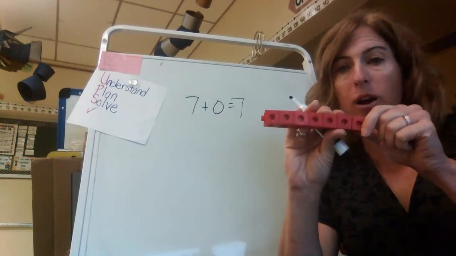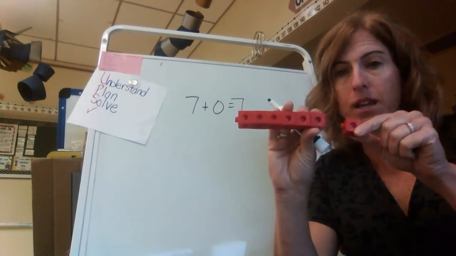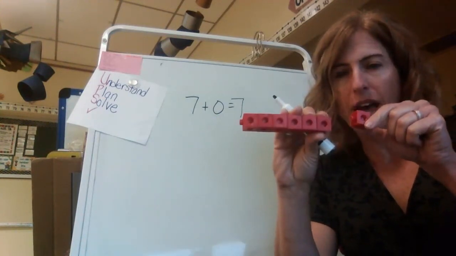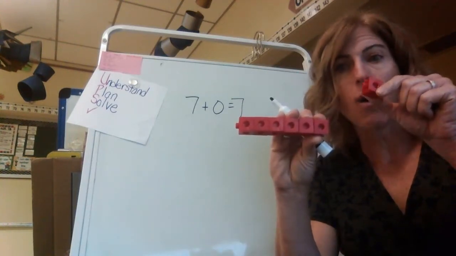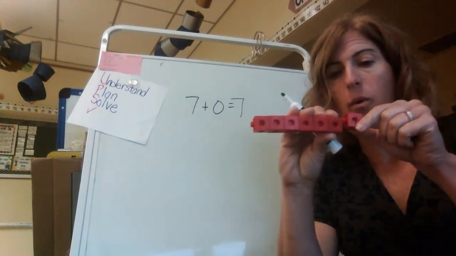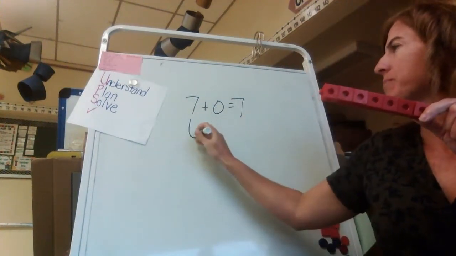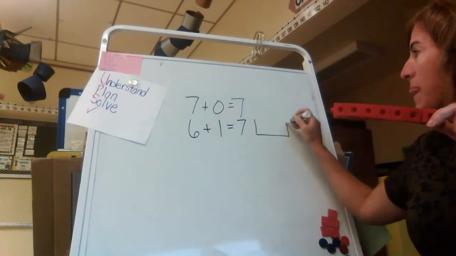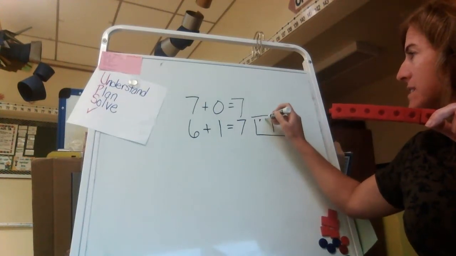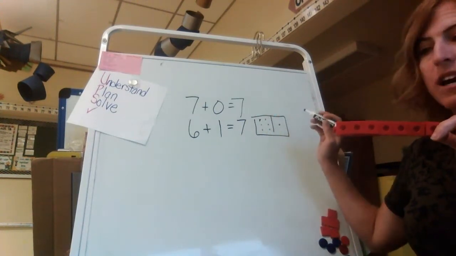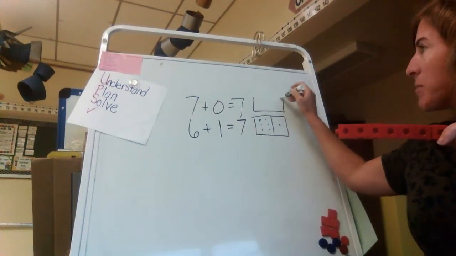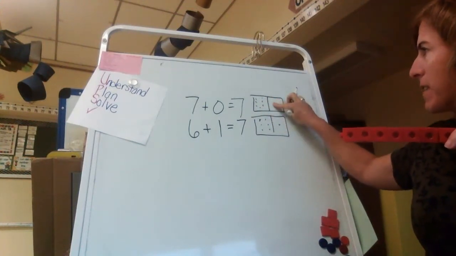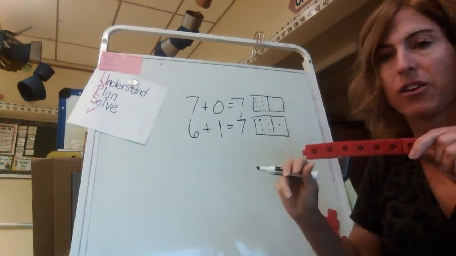Then I said, well, let's break off one part of this. I still have 7. I can push them together. But now I have 2 different numbers. I have 6 and 1. 6 plus 1 equals 7. So that domino will have 6 dots on one side, 1 dot on the other. This domino will have 7 dots on one side, and 0 dots on the other.